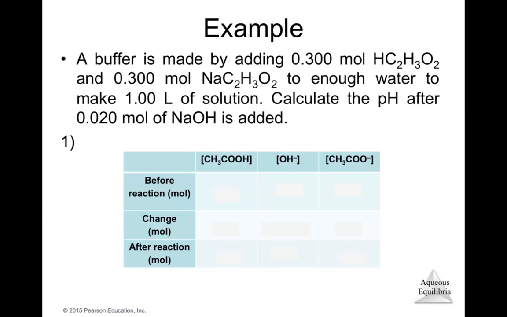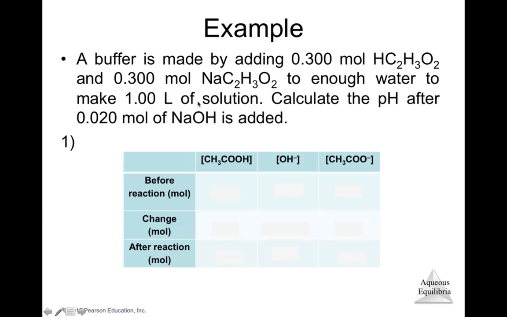So let's see this example. We have a buffer that is made by adding 0.3 moles of acetic acid and 0.3 moles of sodium acetate. The acetic acid is the weak acid, and the acetate is the conjugate base. This is the acetate here, sodium acetate, added to enough water to make 1 liter of solution. Calculate the pH after 0.02 moles of sodium hydroxide is added.